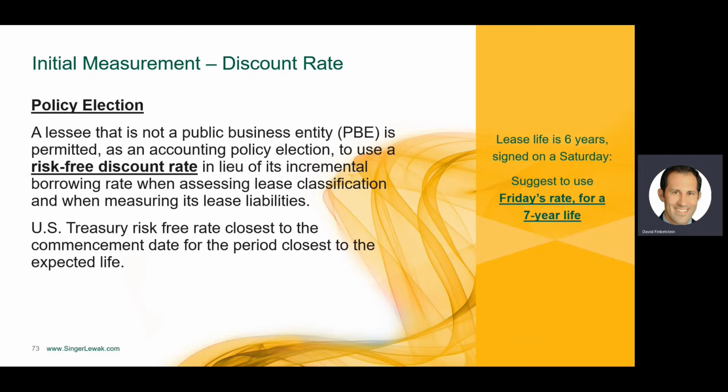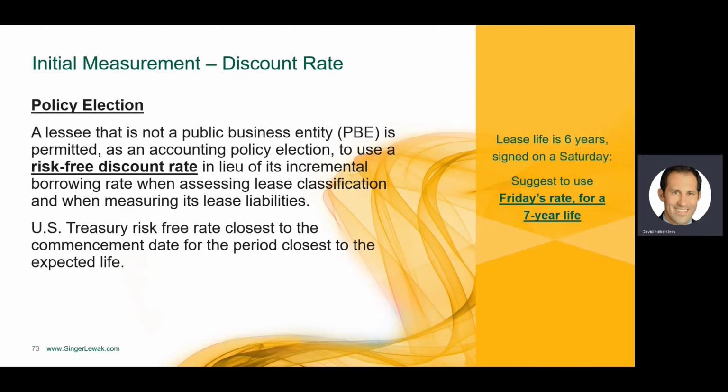As I mentioned before, for non-public companies, you do have a private company policy election allowed. Instead of determining your incremental borrowing rate, you could use the risk-free discount rate, which is provided by the federal government, in lieu of determining your incremental borrowing rate. Usually the U.S. Treasury risk-free rate is the closest rate to use, and you use it as of the date closest to the commencement date for the period closest to the expected life.